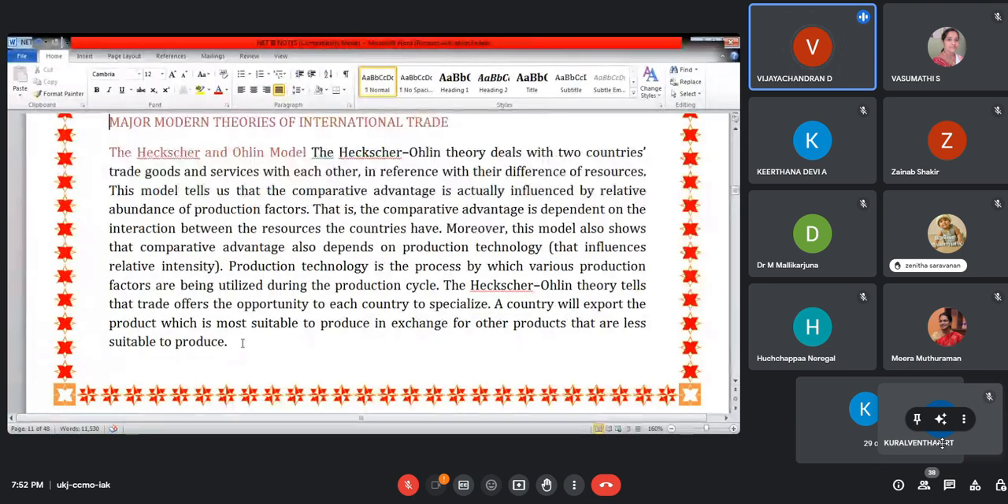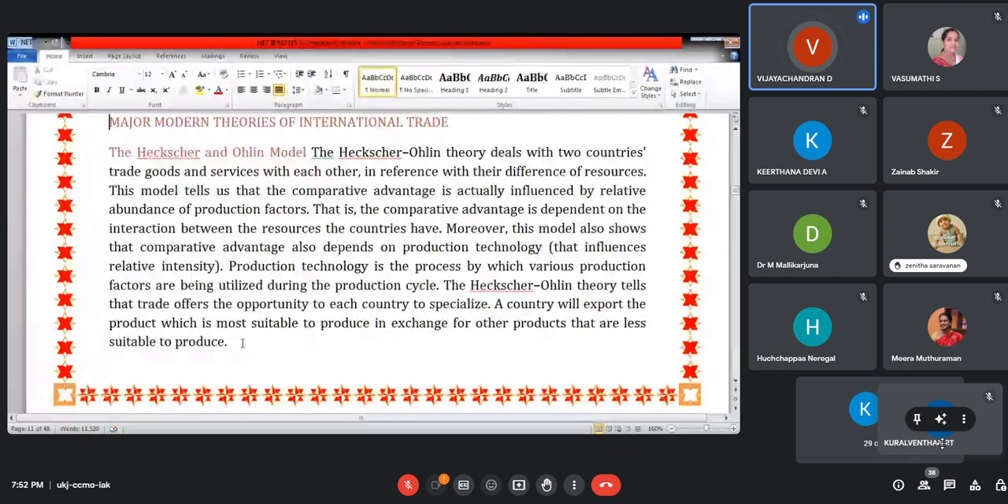Say for example, you will be good in maths, and another student will be good in, say, auditing. So the student will teach auditing to the other student, and this student will teach maths to the other. They will exchange their knowledge; sharing of knowledge will be there. In the same way, one country is good in one product, another country is good in another product, and they will do international trade. So that is known as the Heckscher-Ohlin model.